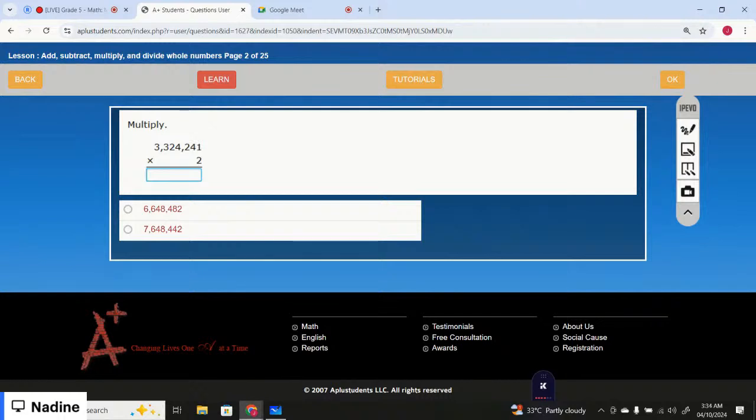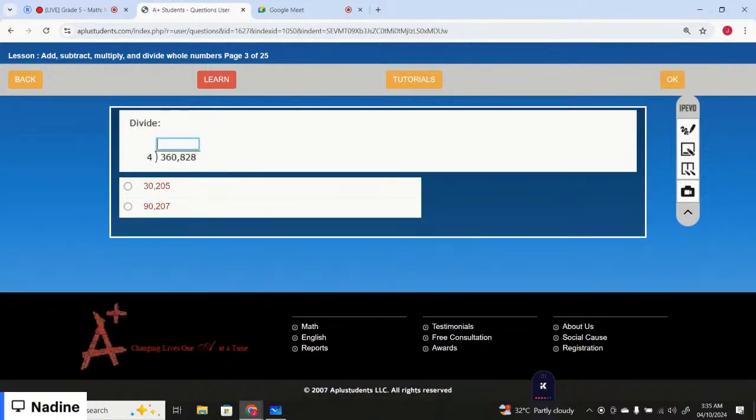Multiply. Option number 1. Very good. That's option number 1. You need to multiply, so option number 1 is the correct option. Very good.